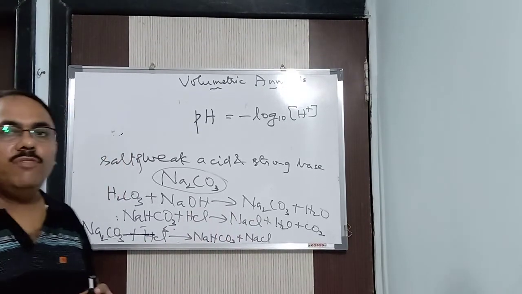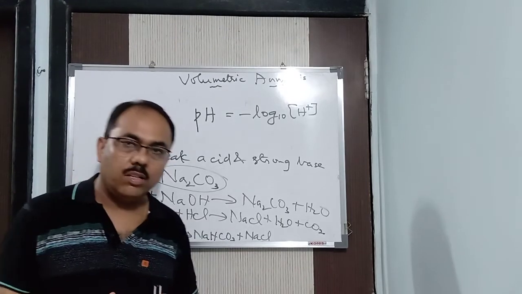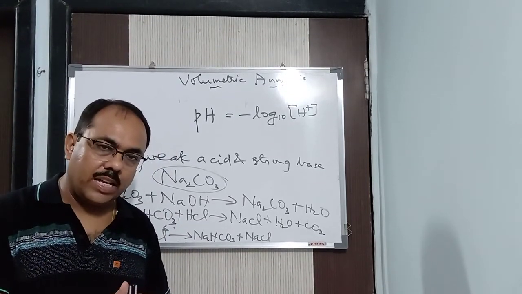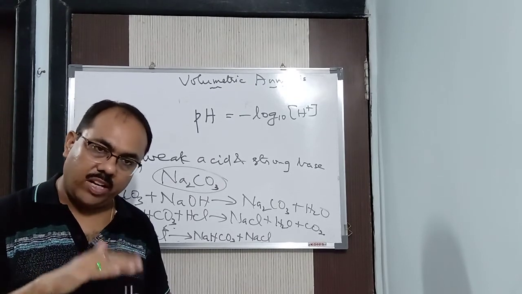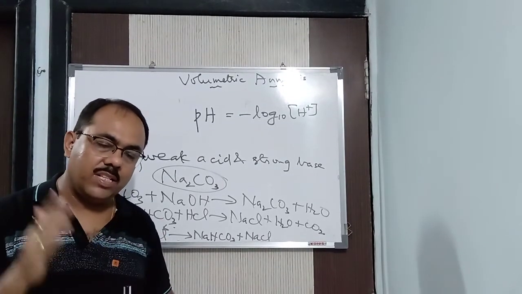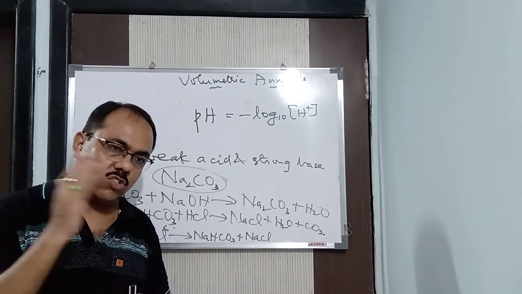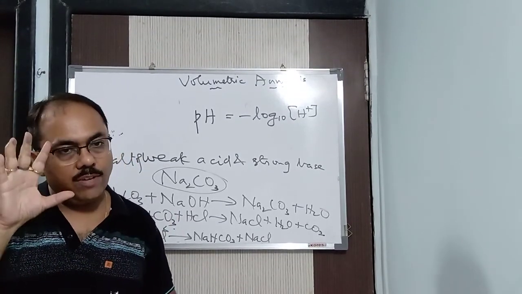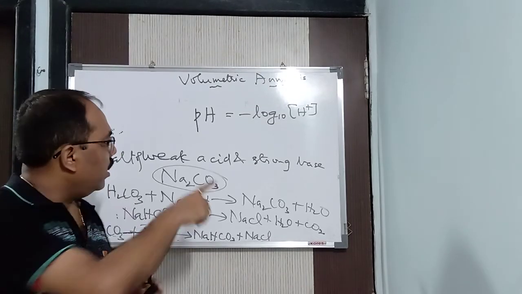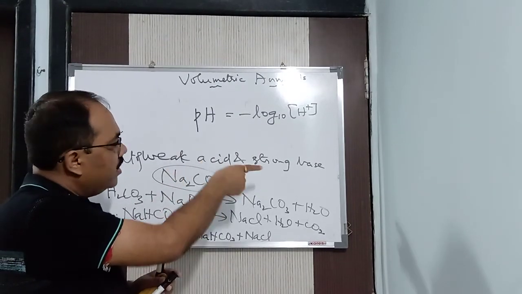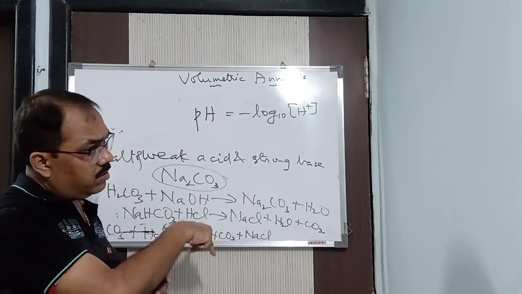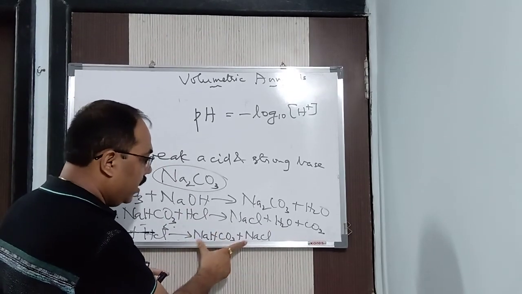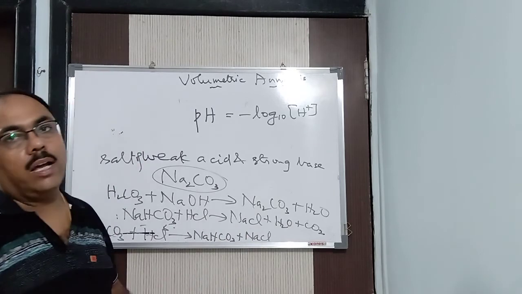So got it now? Which indicator is suitable for which kind of titration? For salt of strong acid and strong base, one indicator. Salt of strong acid and weak base, another indicator. Salt of weak acid and strong base, another indicator. For weak acid and weak base, no indicator is suitable. For a salt of weak acid and strong base with strong acid, we have got two indicators. In the first step we use phenolphthalein, and in the second step we use methyl orange.